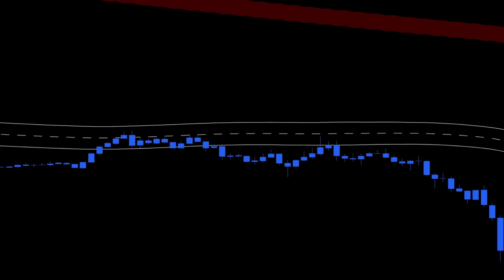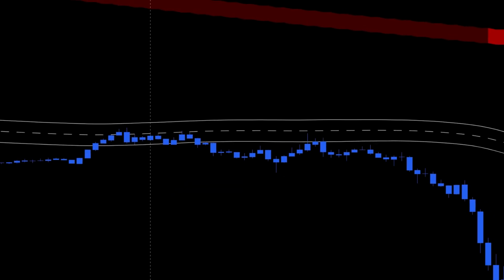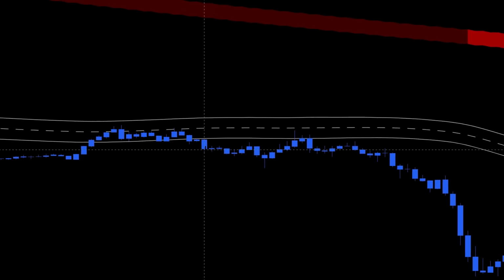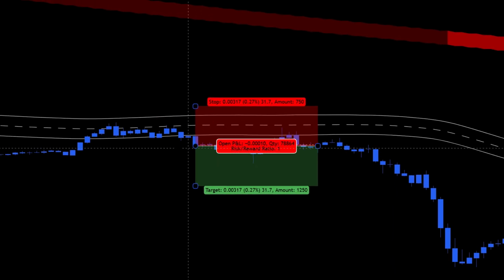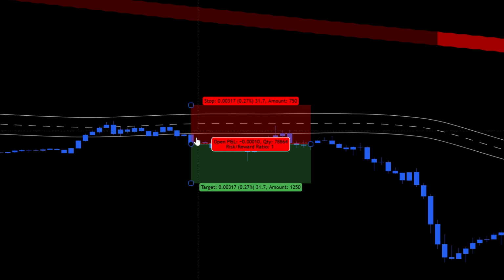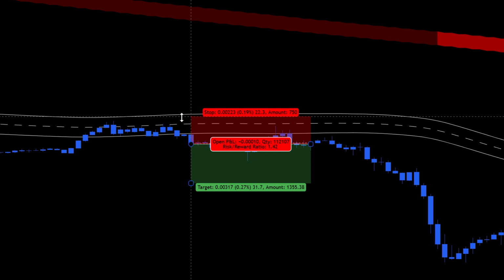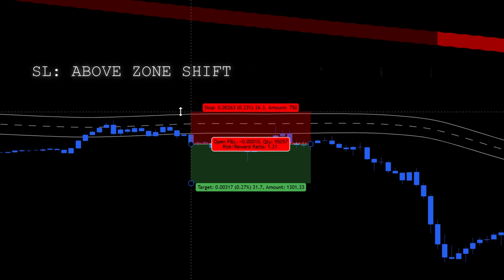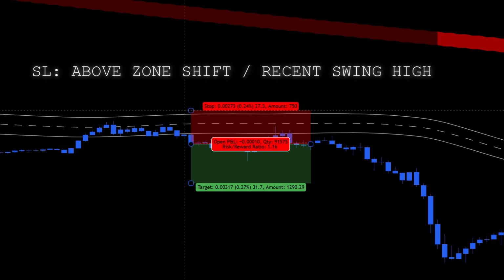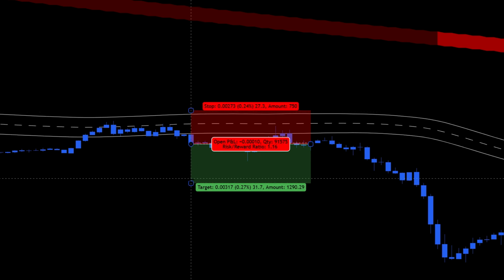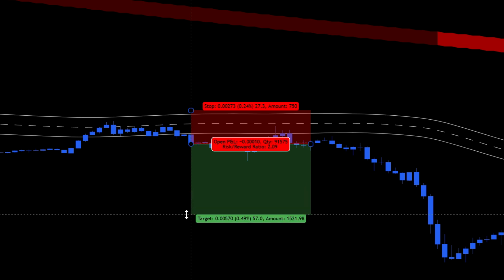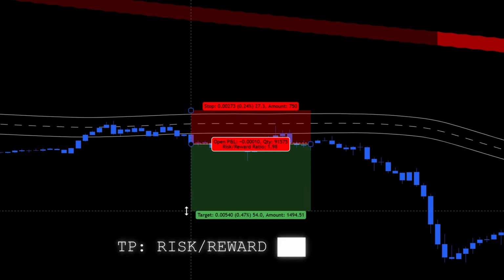From there, one way to approach an entry would be at the close of that trigger candle. For a stop loss, you could consider placing it just above the Zone Shift band or maybe above the recent swing high. And for a target, a simple 2-to-1 risk to reward ratio is often a logical place to start.